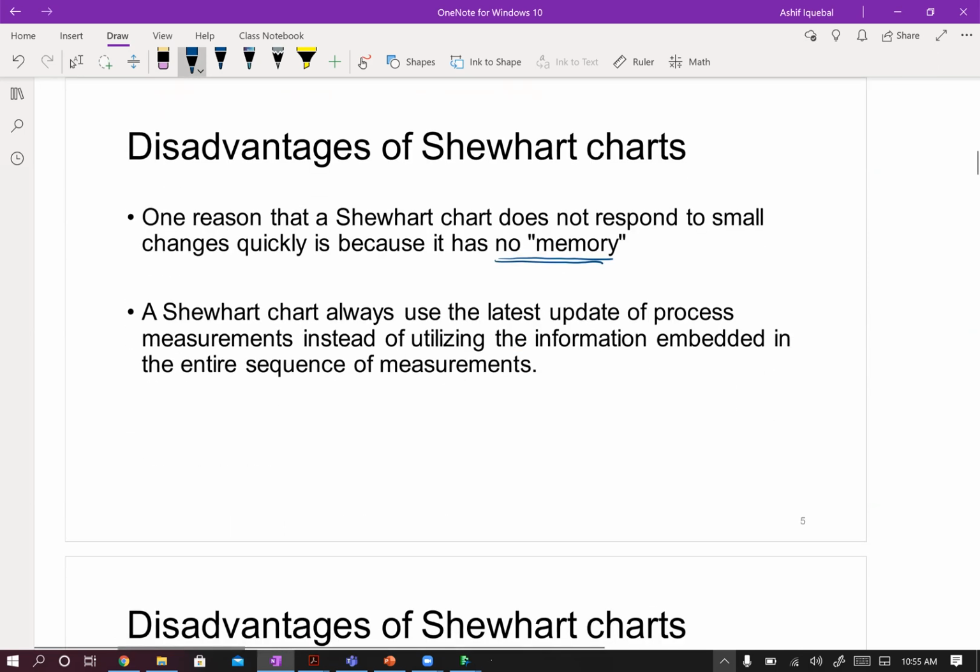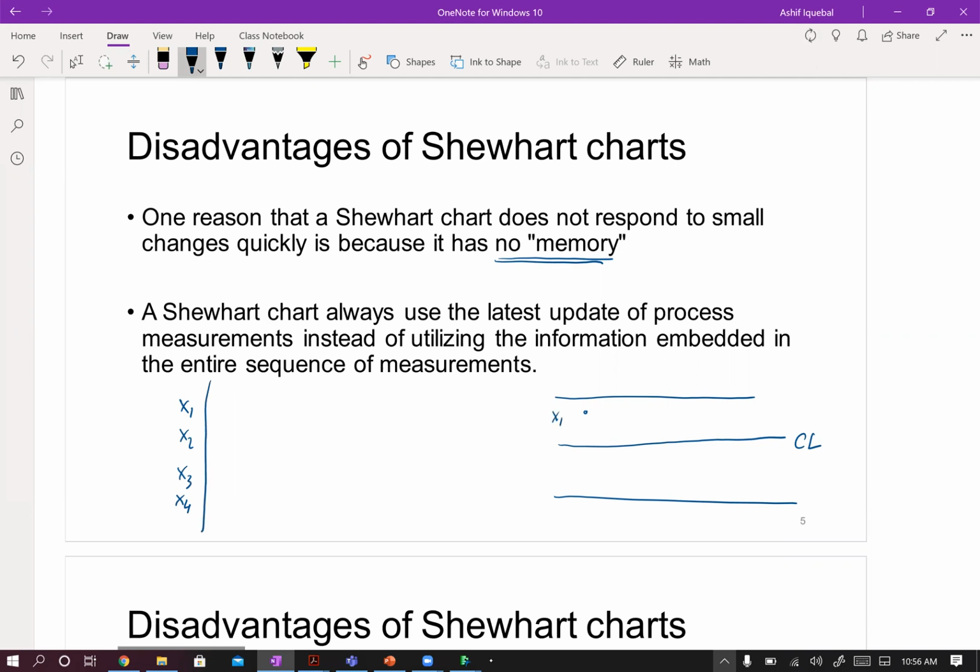If you look at any control chart that we have learned so far, we have a center line, call this CL, an upper control limit, and a lower control limit. What you do so far is, as soon as you have an observation, you just plot that value here. So if you have observations x1, x2, x3, x4, you just take these values and keep on plotting them.